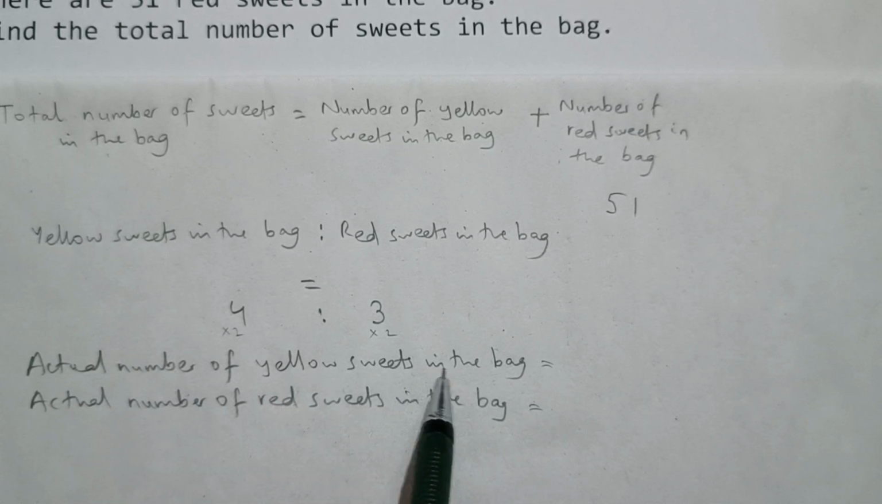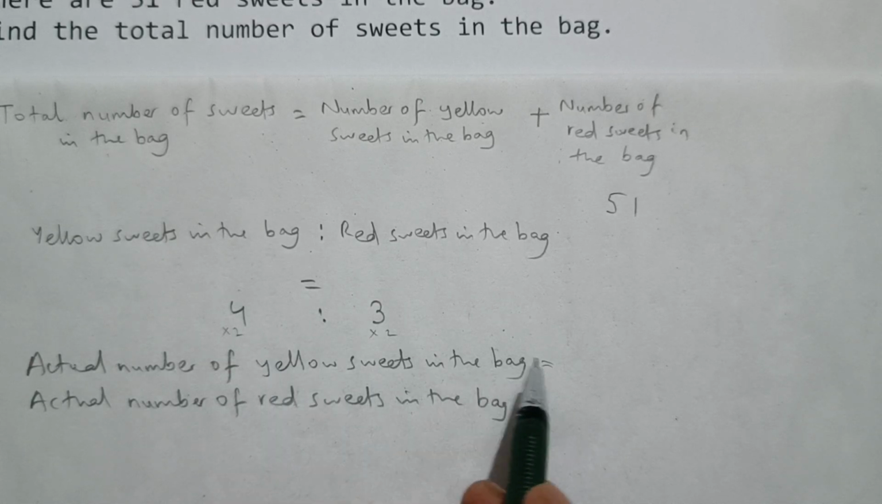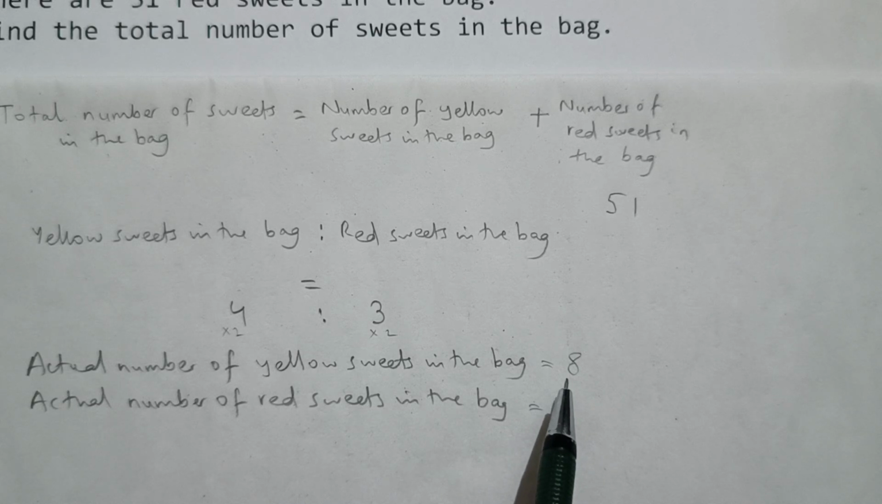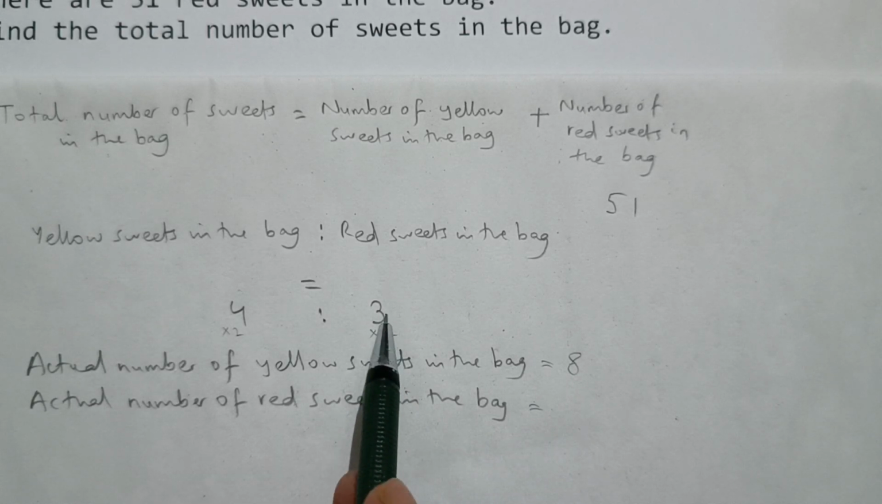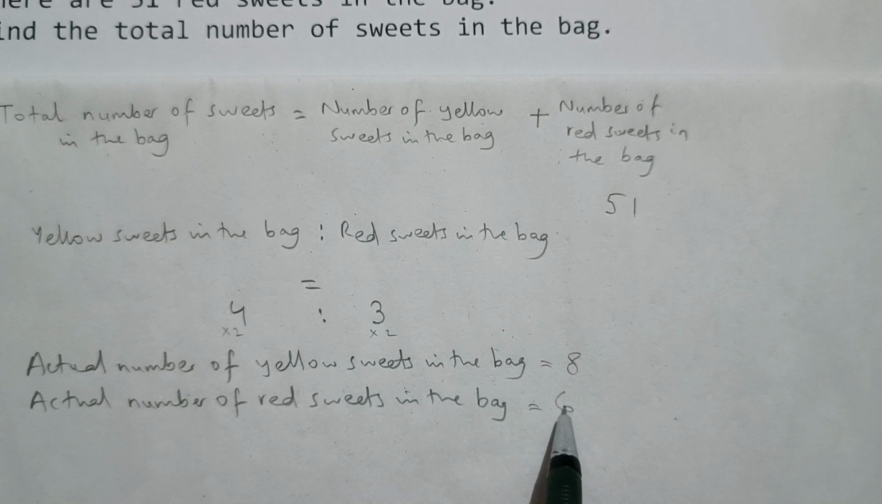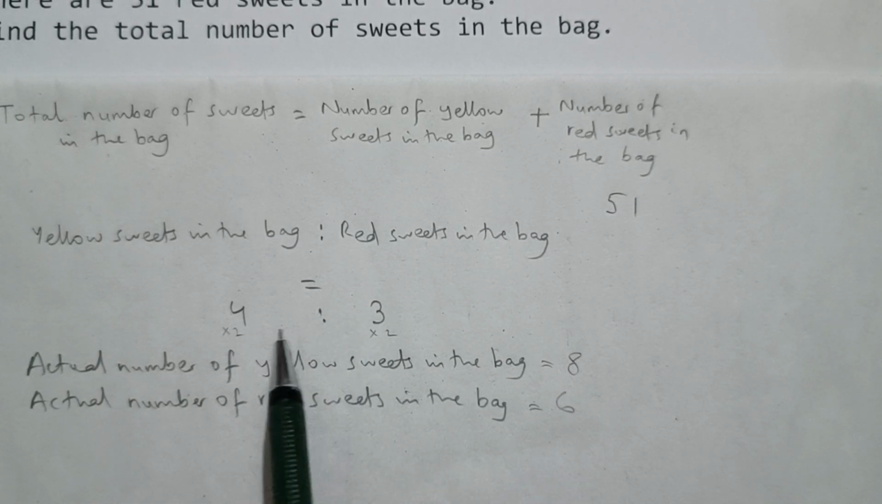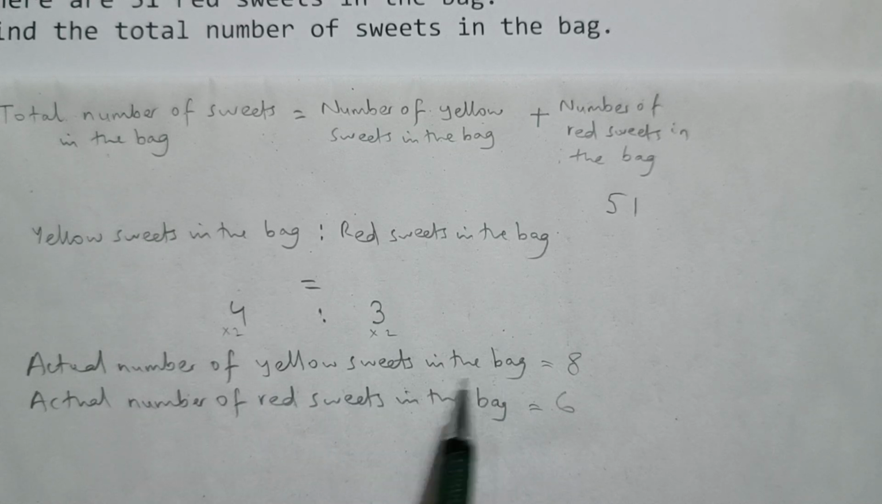So the actual number of yellow sweets in the bag will be 4 into 2. 4 into 2 is 8. So the actual number of yellow sweets in the bag will become 8. And the actual number of red sweets in the bag will be 3 into 2, which is 6. So you can see that by multiplying this ratio by a number, I can find the actual number of yellow sweets and red sweets in the bag.